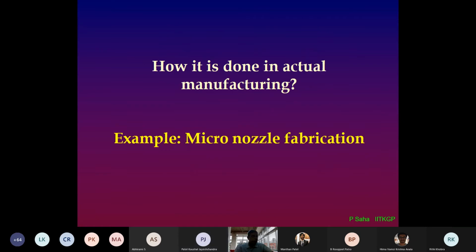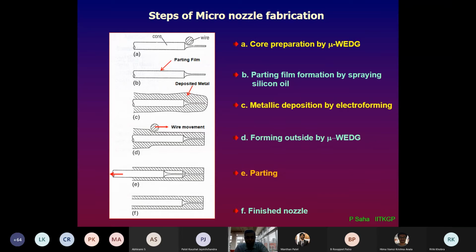How it is done in actual manufacturing, I'll take around 5 minutes and tell you how it will be done. I will take an example of a micro nozzle fabrication process. So this describes the steps of the micro nozzle fabrication process.